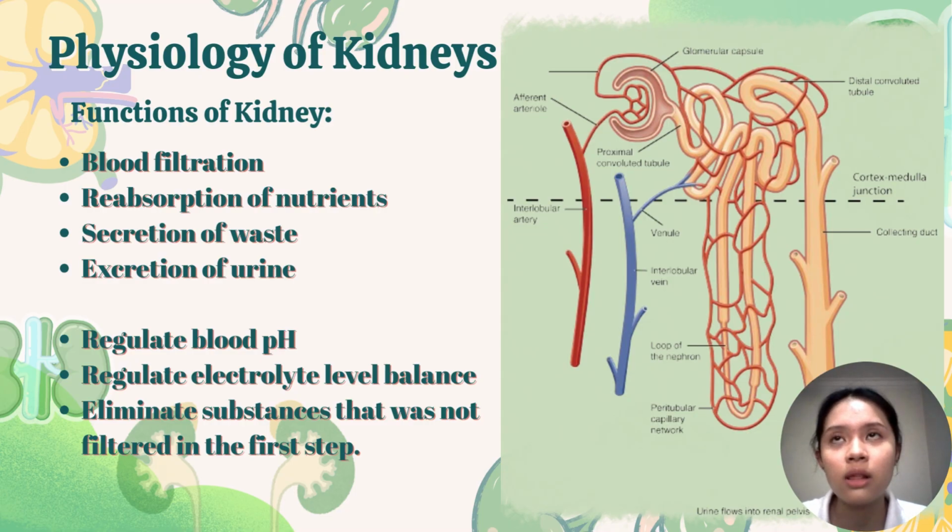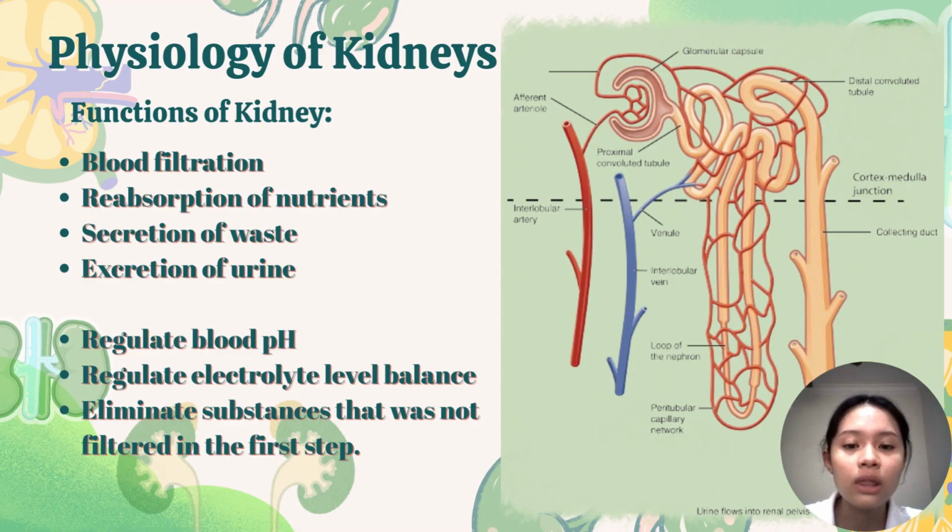Now I'm going to briefly explain the process. Each kidney contains over a million nephrons, and each one plays a crucial role in filtering blood and forming urine. Blood enters the nephron through the afferent arteriole and flows into the glomerular capsule, where filtration begins. Here, water and small solutes pass into the capsular space, while larger molecules like blood cells remain in the bloodstream.